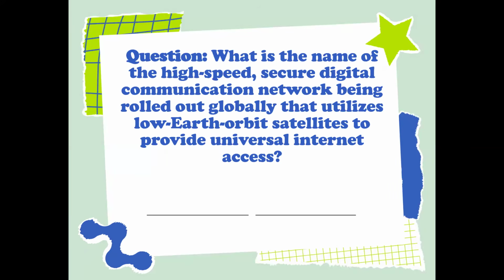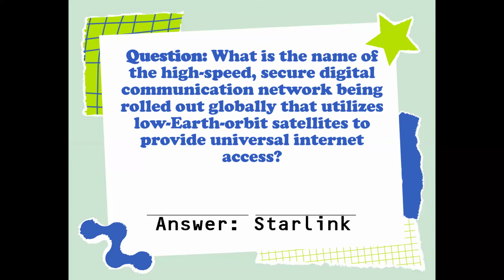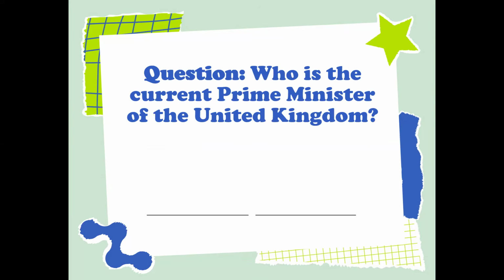Next, what is the name of the high-speed secure digital communication network being rolled out globally that relies on low Earth orbit satellites to provide universal internet access? The answer is Starlink. Okay. Next, who is the current Prime Minister of the United Kingdom? Starmer.